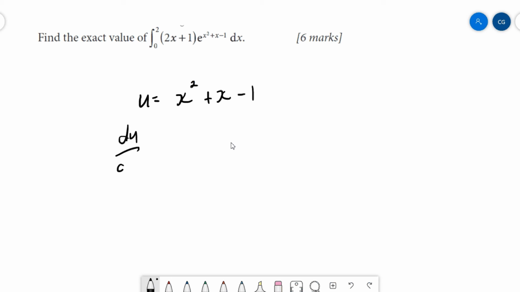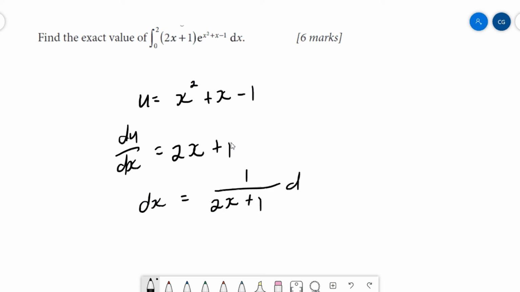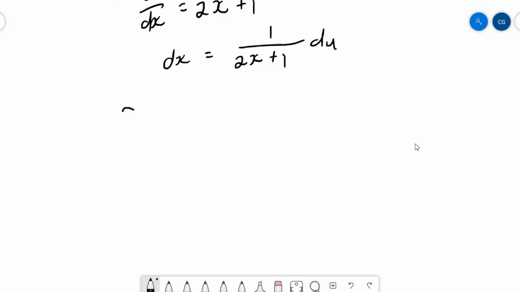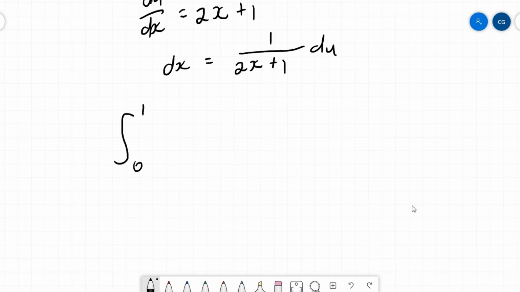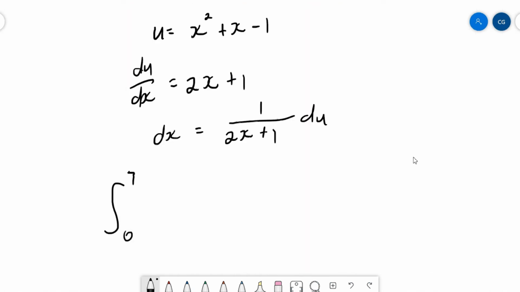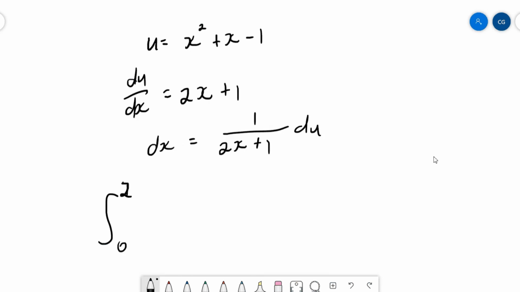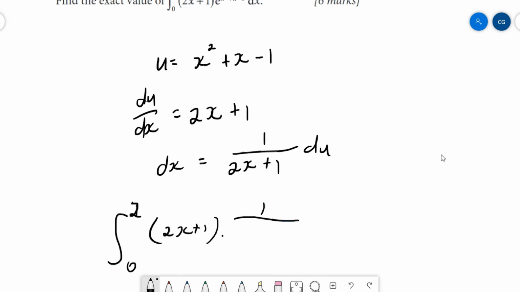So du dx is equal to 2x plus 1. Now if I rearrange this, dx is equal to 1 over 2x plus 1 du. Let's substitute. So I can rewrite my integral from 0 to 2. Now we will notice that, again, with substitution, the first aim is we want to try to eliminate. Oh, what am I writing here? I'm thinking about the previous question.